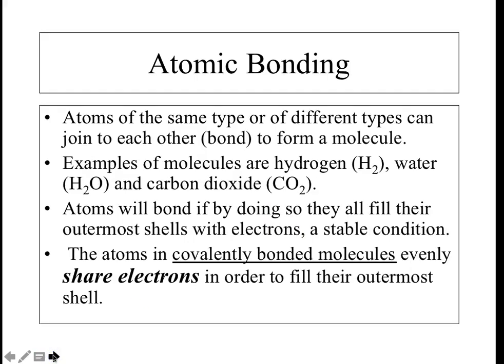Okay, so atomic bonding. I'm going to read this and then explain it to you. So it says atoms of the same type or different types can join to each other to form a molecule or bond. Examples of molecules are hydrogen gas, H2, water, H2O, carbon dioxide, CO2. Atoms will bond if by doing so they fill their outermost shells with electrons, a stable condition. Atoms in a covalently bonded molecule evenly share electrons in order to fill their outermost shell.